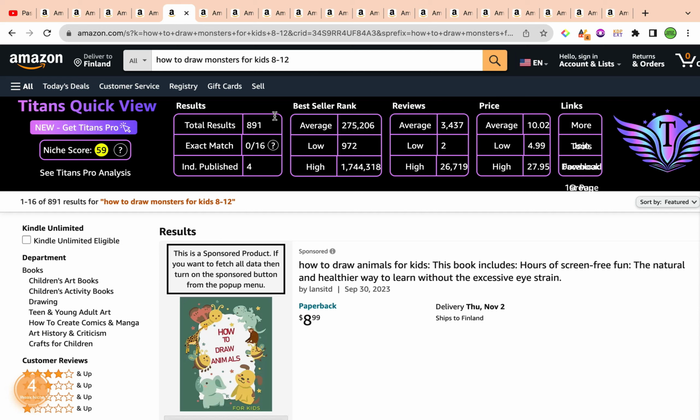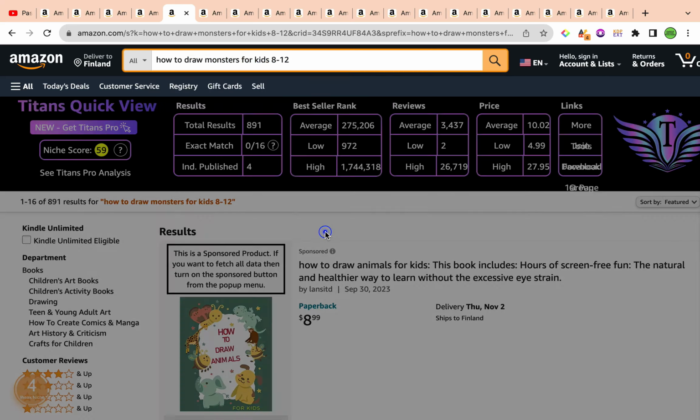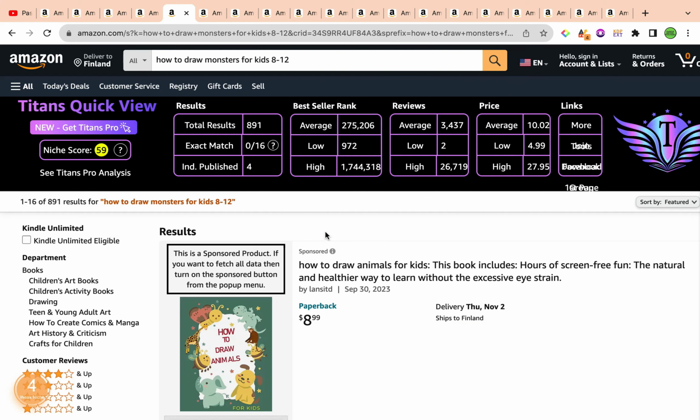So that was the second keyword for the day, and the third keyword is how to draw monsters for kids 8 to 12. How to draw monsters for kids 8 to 12 is a perfect long tail keyword. It has everything that we need to get started. The type of book is how to draw, the theme is monsters, and our audience is kids. What are the age groups? 8 to 12. That's all you need to get started. I wouldn't niche down any further than that.